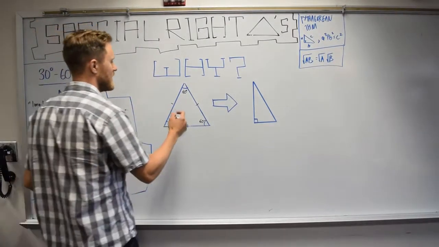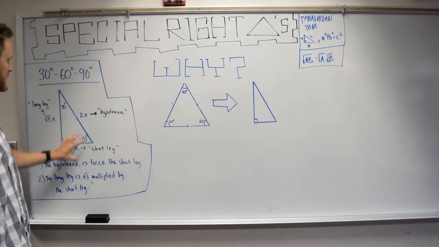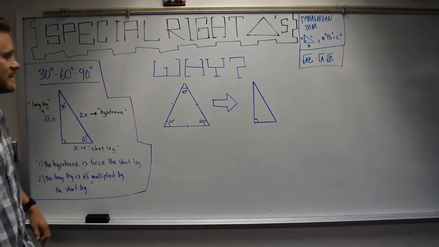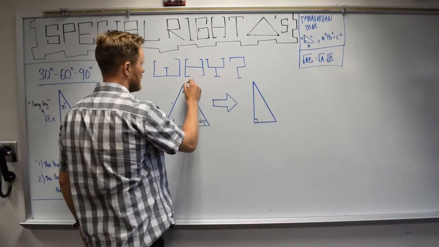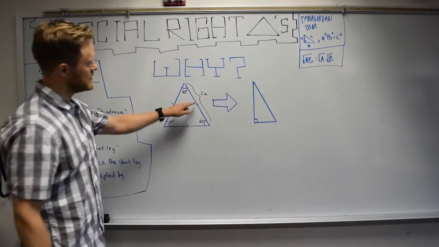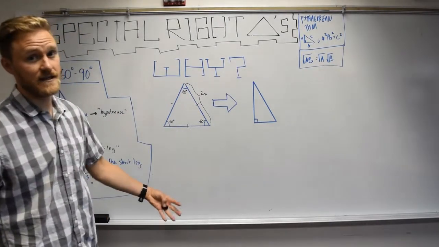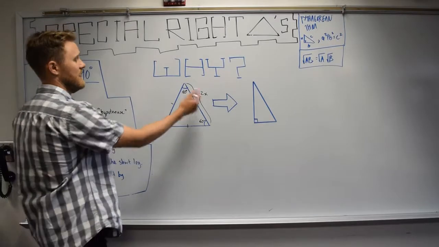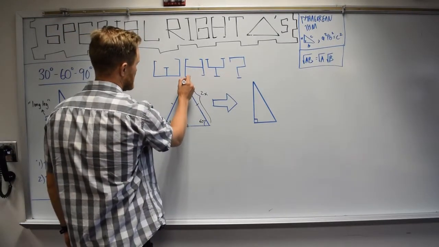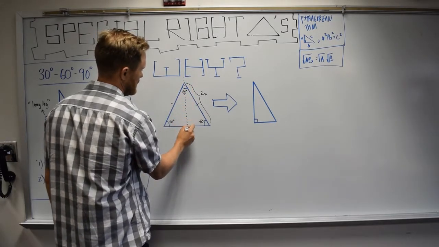But before we do that, we're going to label this so that we get the same labeling system that we have over here on the left. So I'm going to call each side of this triangle 2x. So this is 2x, this is going to be 2x, this is going to be 2x. I could have used any variable. They just all have to be the same. So we're going to go ahead, and I want you to imagine cutting this triangle right down the middle.